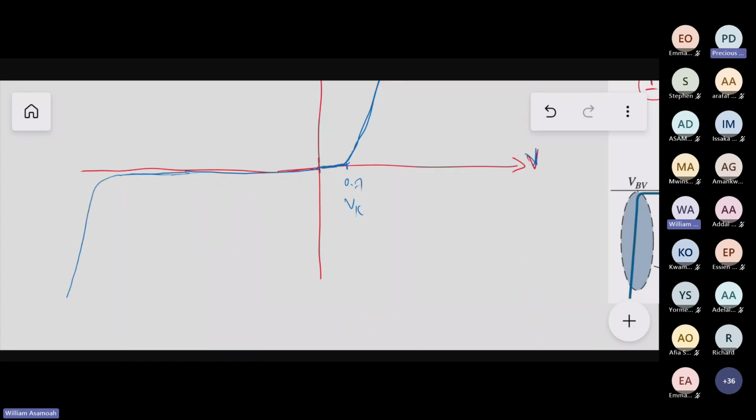It will act like a conductor. It will conduct whatever current you connect to it. So we call that the breakdown voltage or the Zener region. This behavior was discovered by a person named Zener, so we named it after him. In fact, we have special diodes called Zener diodes. Their behavior is to operate in the Zener region. They work in reverse.